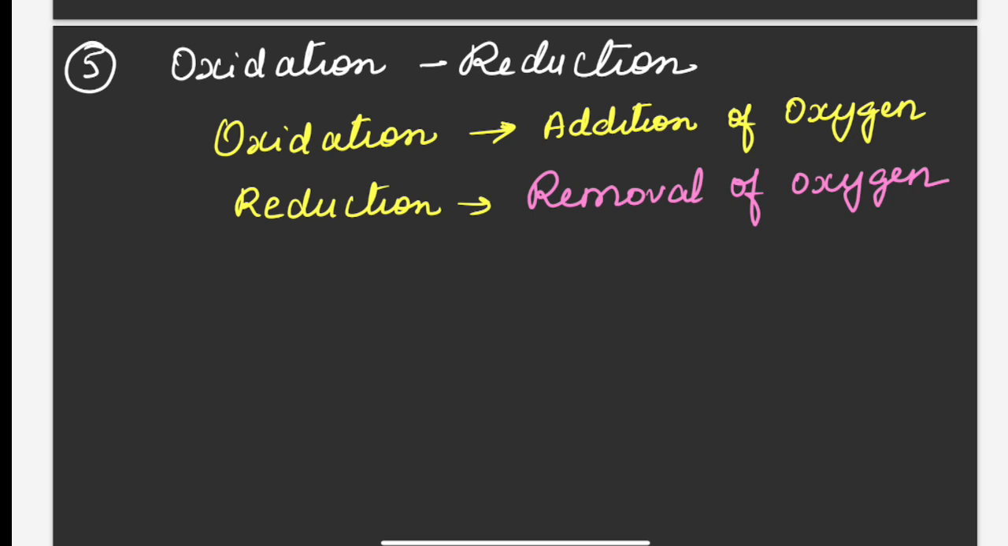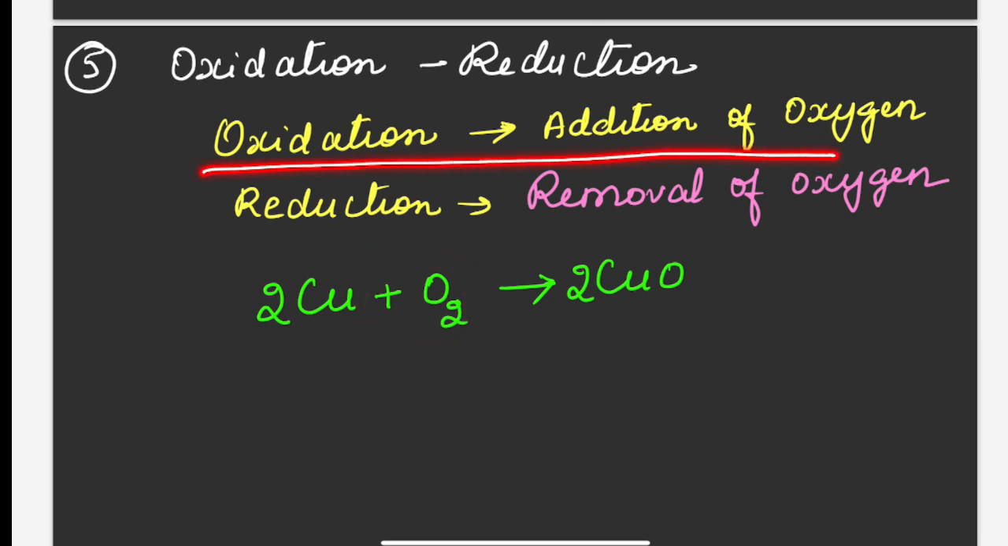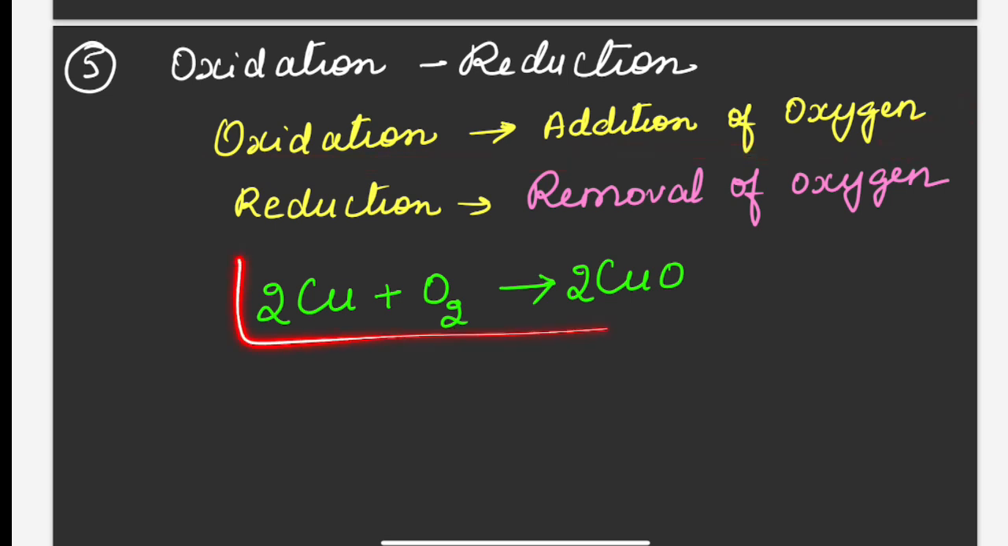Let us take one example to understand this. Example: if you take copper and you are reacting it with oxygen, you will be getting copper oxide. If you balance this, you will be getting 2 and here 2. Observe what is happening in this reaction. On the reactant side, what are you adding? You are adding oxygen. So if you are adding oxygen, this reaction is called an oxidation reaction. This is an example for oxidation reaction.